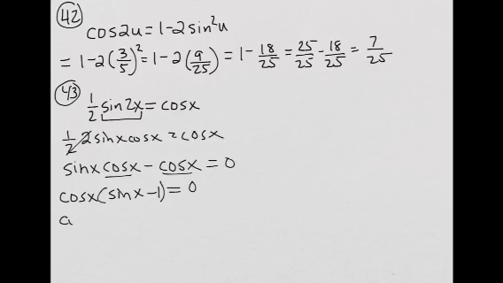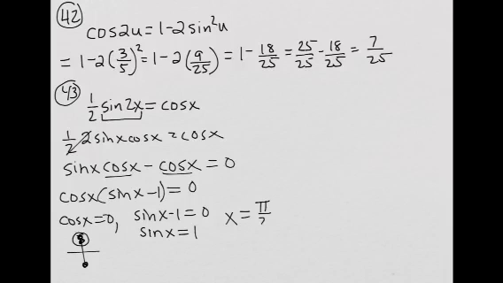So then you have cosine x equals 0, or sine x minus 1 equals 0. You solve for sine x, and we know that cosine is 0 here and here, and sine x equals 1 up here, right? So it doesn't matter, the two answers overlap, that's okay. x is pi over 2 and 3 pi over 2.